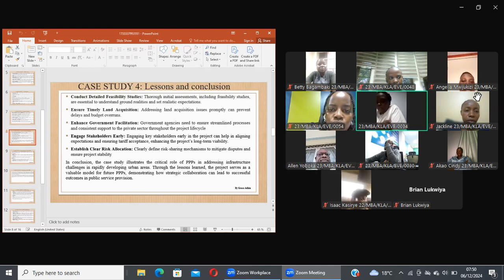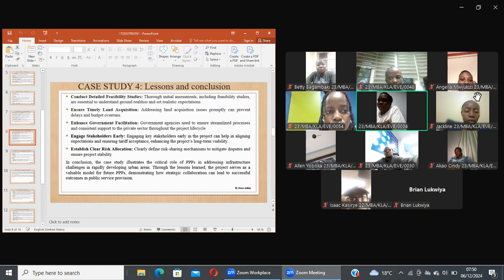Okay, so the lessons learned from the Salt Lake Water Supply and Sewage Network. The first one: conduct detailed feasibility studies. Thorough initial assessments, including feasibility studies, are essential to understand ground realities and set realistic expectations. Then the second one: ensure timely land acquisition. Addressing land acquisition issues promptly can prevent delays and budget overruns.